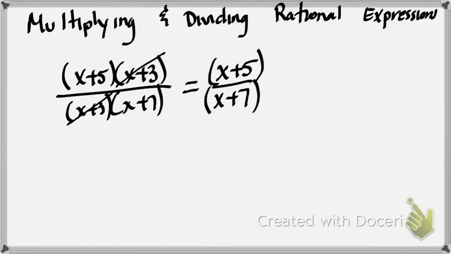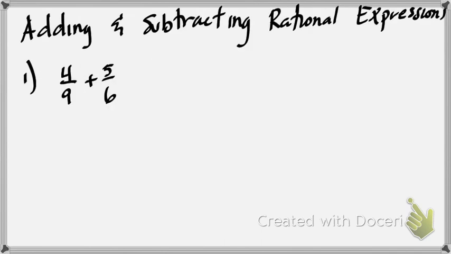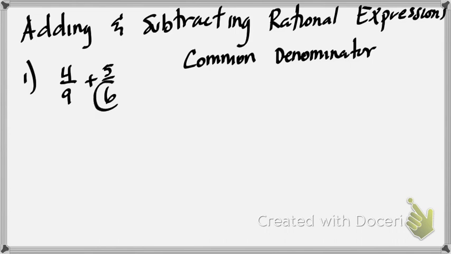But today, we're going to be learning about adding and subtracting rational expressions. And this is going to present some new challenges, because unlike multiplying and dividing, where you don't need a common denominator, you are going to need a common denominator in these problems. All right, and in order to figure out the common denominator, we look at the two denominators, the 9 and the 6, and we say, what is the LCM of 9 and 6?